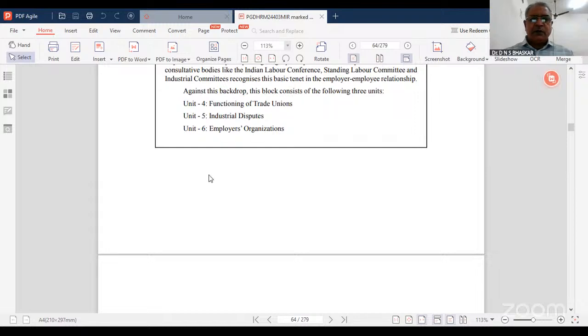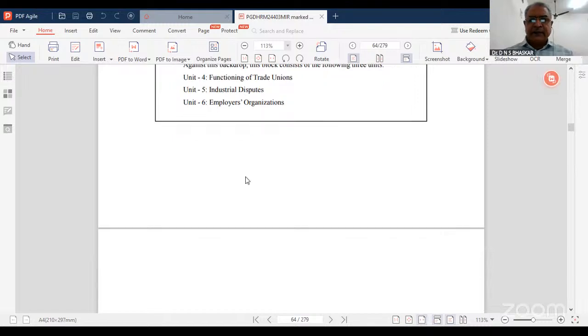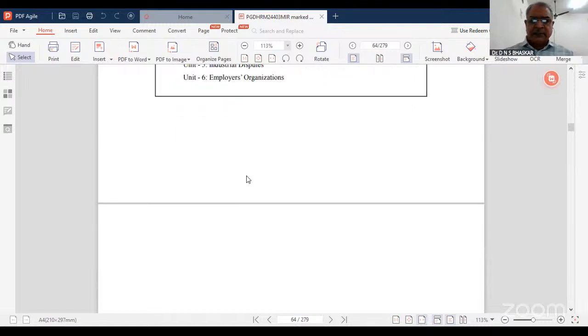One is how the trade unions are functioning, and what are the industrial disputes and how to solve them. These aspects are to be studied in unit number 5. And what are the employers' organizations? These are also considered in this particular aspect.